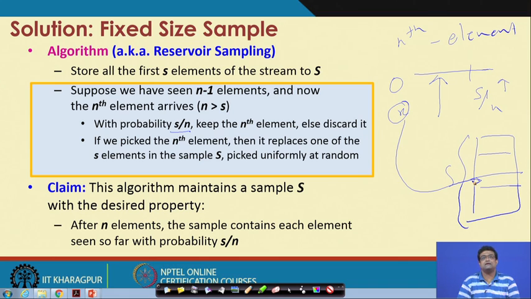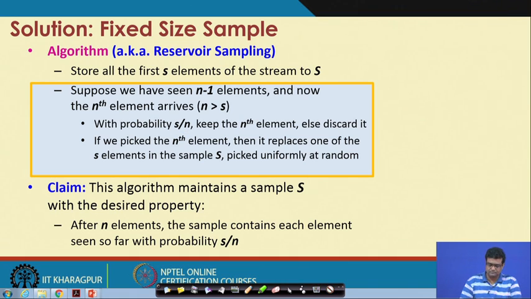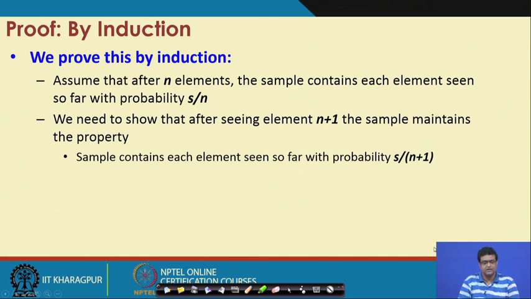And the claim is that this algorithm satisfies this property that at any stage n, you will store the elements, each element with probability exactly s by n. So, how will you prove this? We prove this by induction.